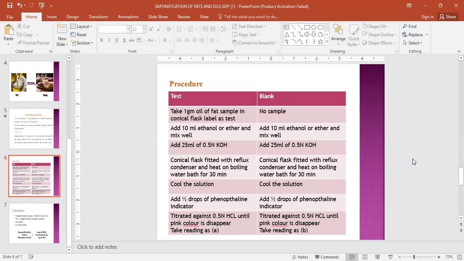Next is the blank conical flask. In that there is no addition of any sample. Only add the solvent, that is 10 ml of ethanol or ether, and mix well. Then, in both the conical flasks, add 25 ml of 0.5 normal KOH, in the test flask and also in the blank flask.